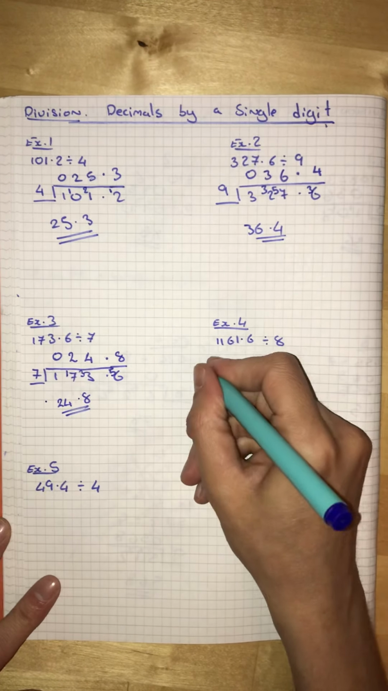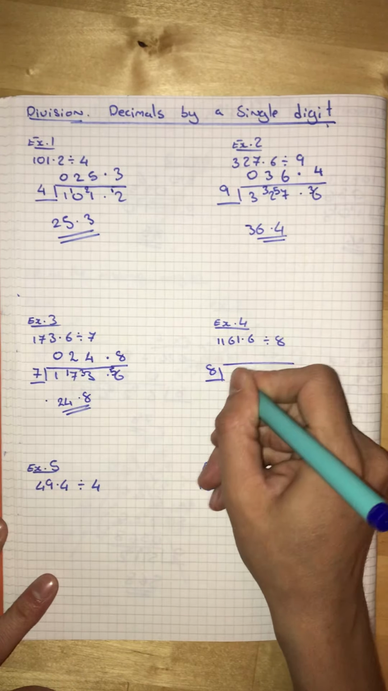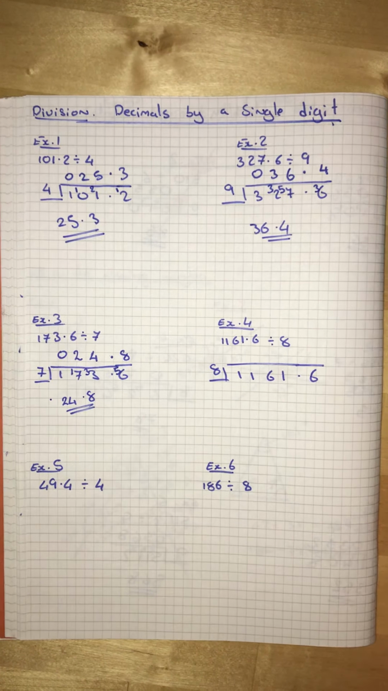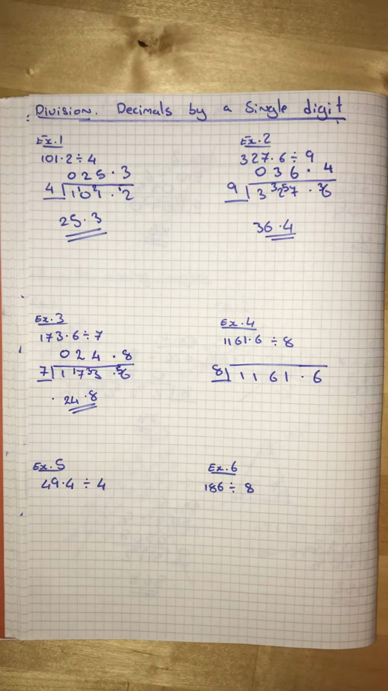So to do another one, 8 into 1161.6. So the numbers are getting bigger, but that's no big deal. 8 into 1 doesn't go. 8 into 11, well, count up in the 8 times table, 8 and then 16 goes straight above it, so it must be 1 with a remainder of 8, 9, 10, 11, so 3.